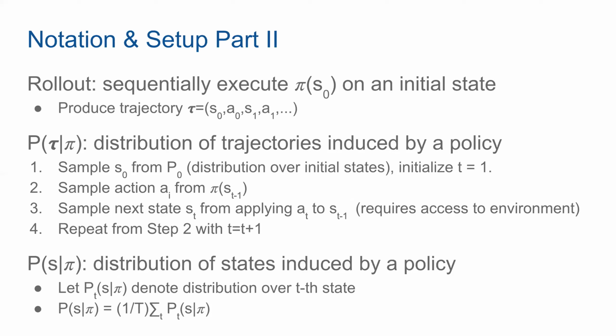The next two notations are just for notational convenience. We could talk about the distribution of trajectories induced by a policy, which is basically, you do a rollout and then you look at the distribution over trajectories. We could talk about the induced distribution of states by a policy, which is just the probability that a policy will visit a state at any point in time in the rollout. So it's averaged over time.